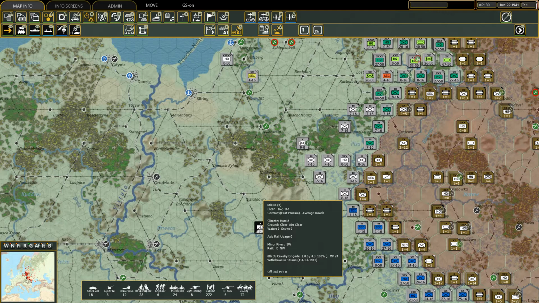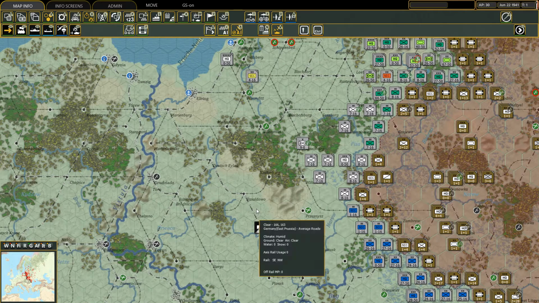And additionally, we also see an extra line for this unit that says withdraws in 3 turns. So on turn number 4, so 1 plus 3, this unit will be transferred somewhere else. So it will disappear from the map.